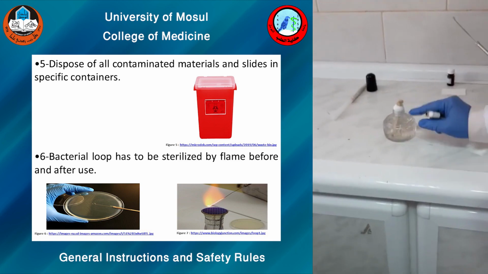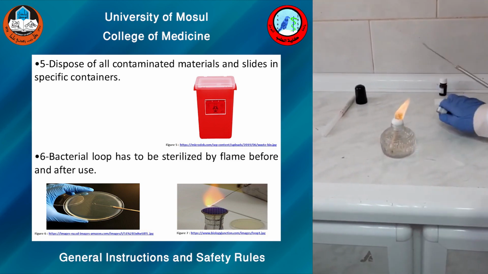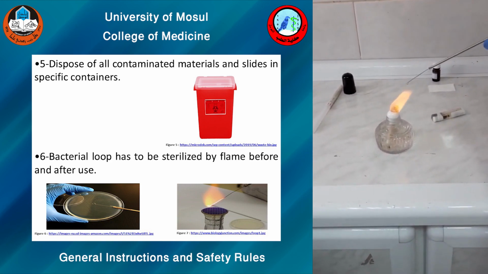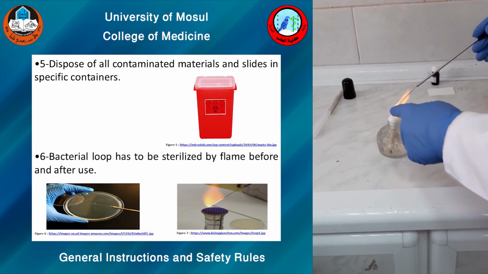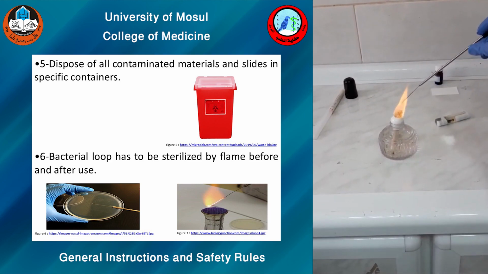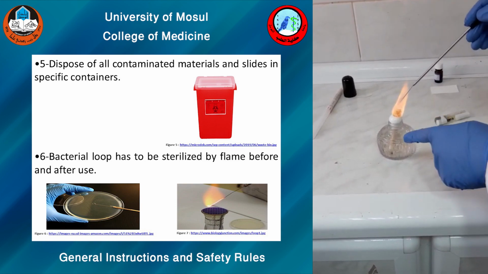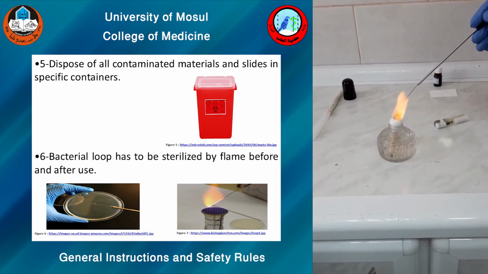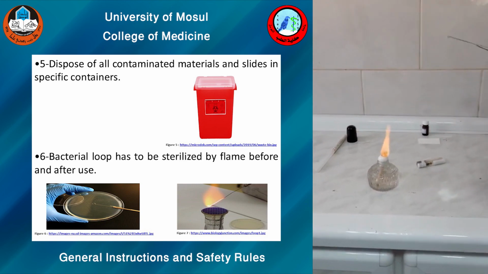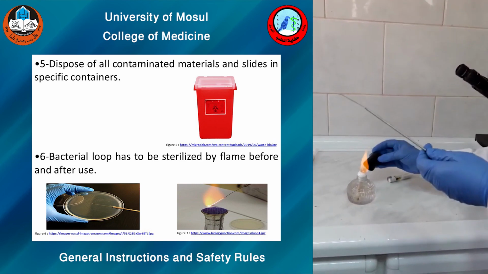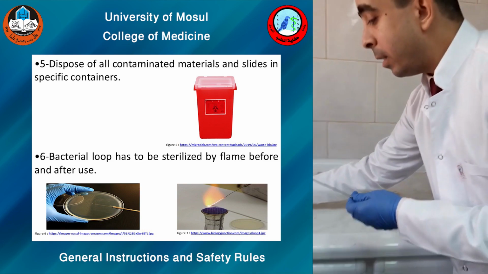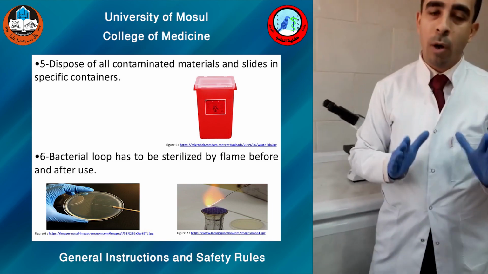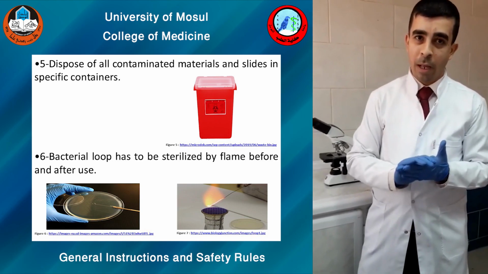This is a benzene burner, and we sterilize the bacterial loop over the flame. By this way, we catch it at 45 degrees and put it over the flame until it becomes red in color. By this way, we sterilize the bacterial loop, and we have to sterilize it before and after use. So these are the general instructions that you have to follow while working in microbiology lab.